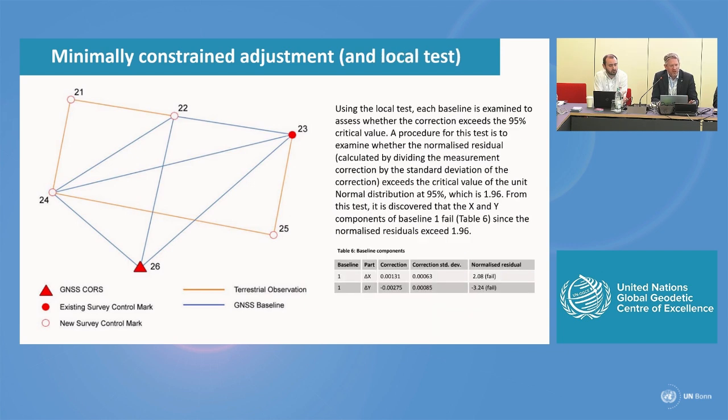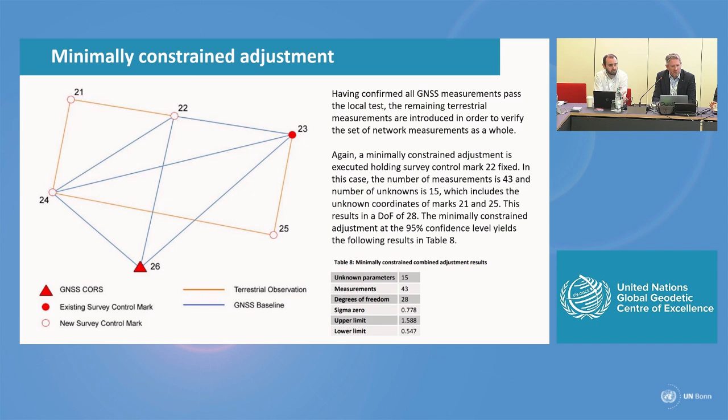So we then run the local test, where each baseline is examined to assess whether the correction exceeds that 95% critical value, and a procedure for the test is to examine whether or not normalised residuals exceed the critical value at 95%, which in this case is 1.96. So from the test, it's discovered the X and Y components of the baseline fail. So something has gone wrong with this adjustment.